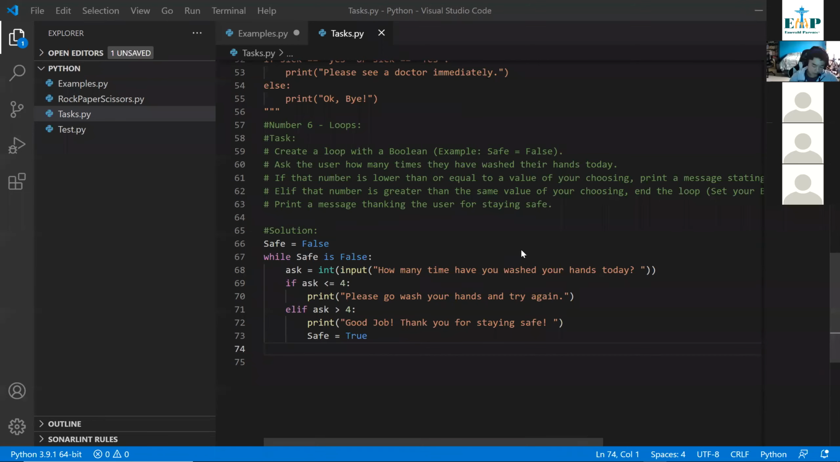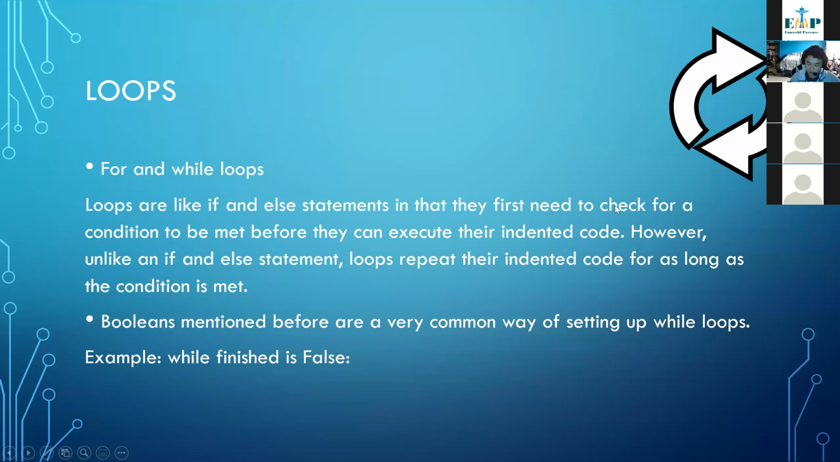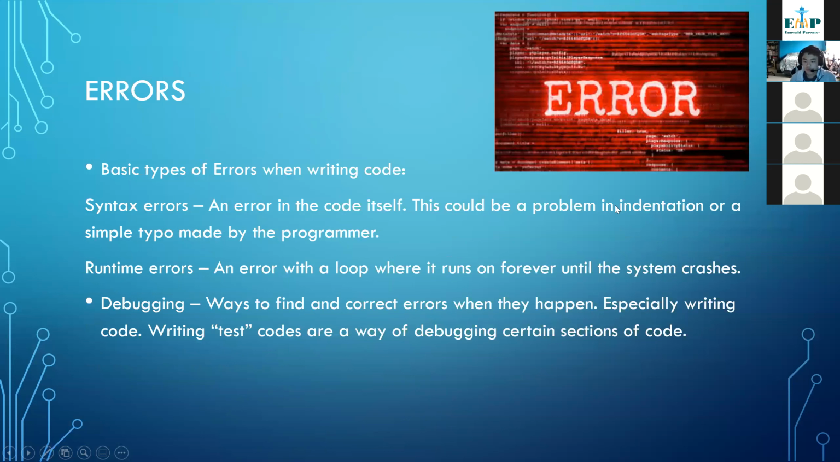Okay. Quick thing, wrapping up. I'm gonna go through this pretty quick, actually. So these are the errors that can happen in your code. The two basic types of errors are syntax errors and runtime errors. Since I already explained runtime, I'm just going to explain syntax.